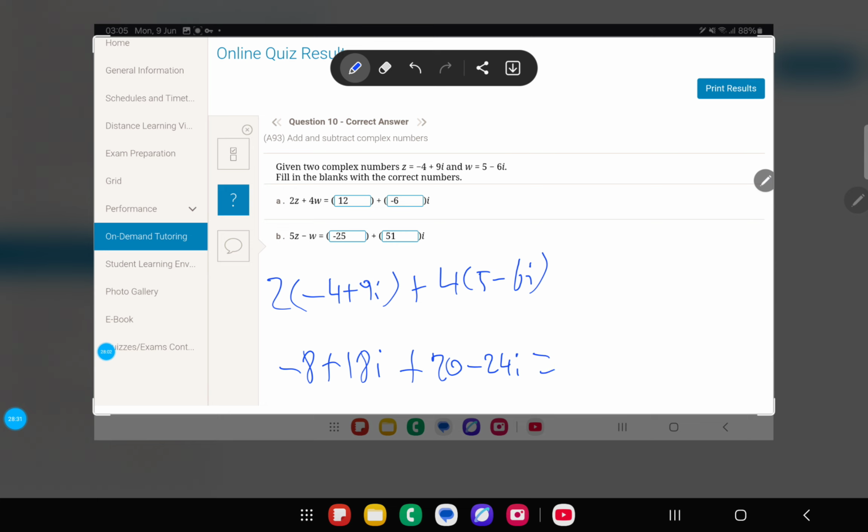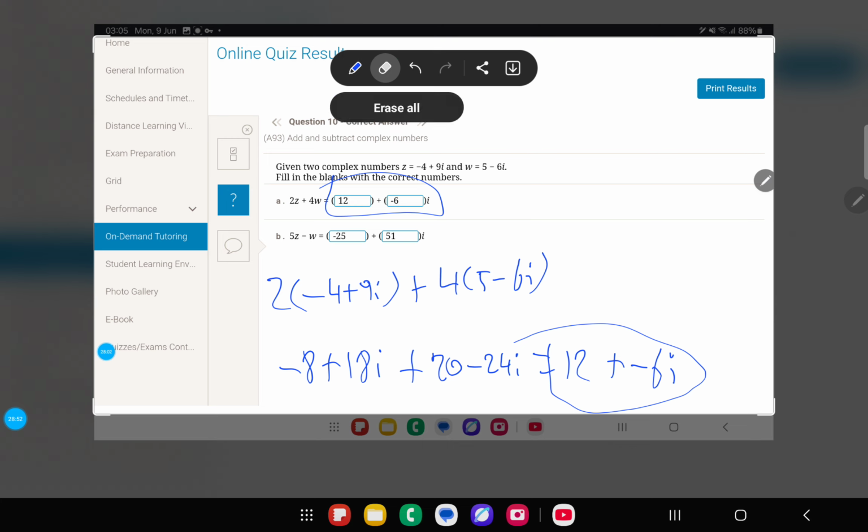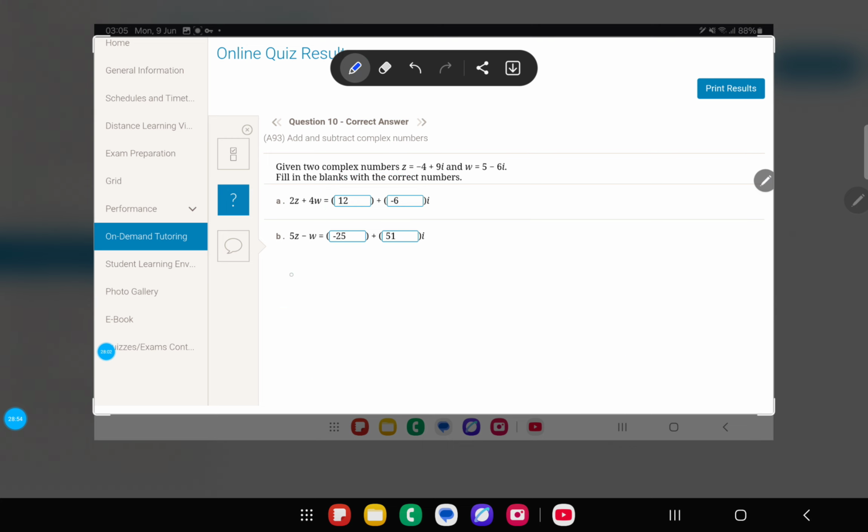Now you just add them up. You get 20 minus 8, which is 12, plus negative 24 plus 18, which is negative 6i. And you put it like that: 12 plus negative 6i. Okay, that's for the first part. Now for the second part.